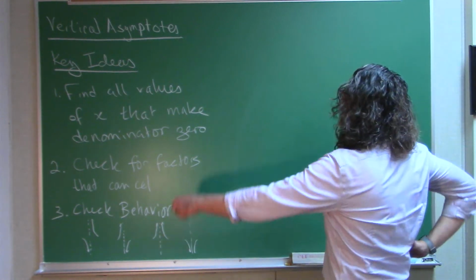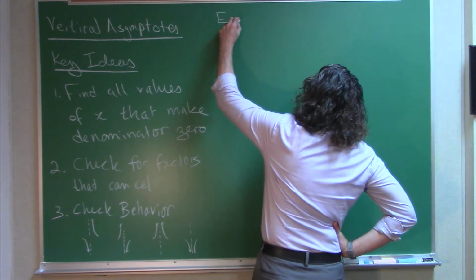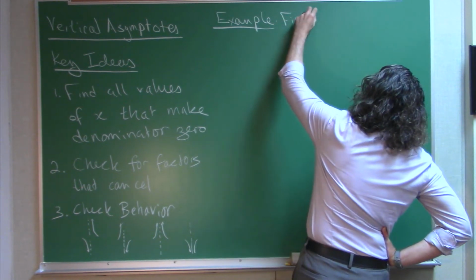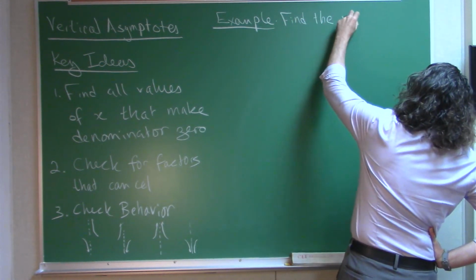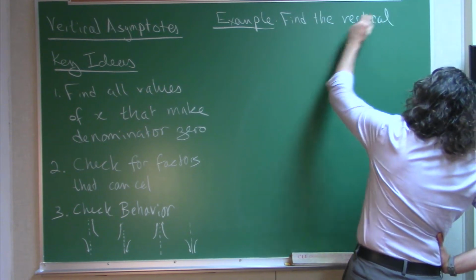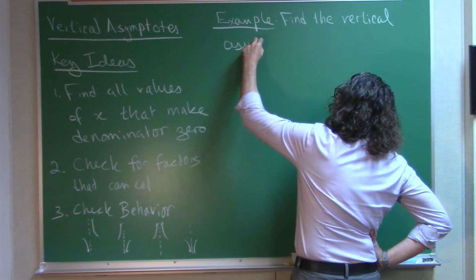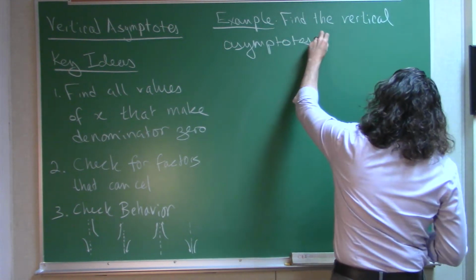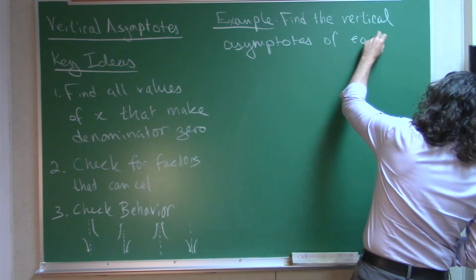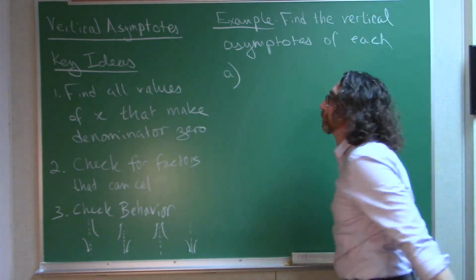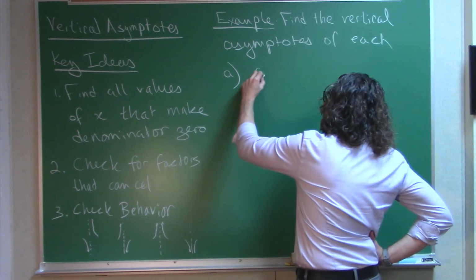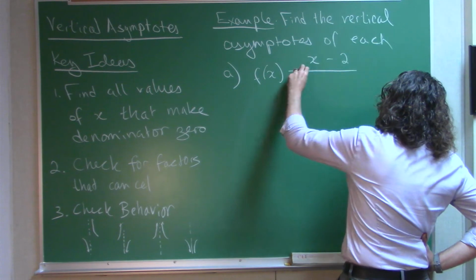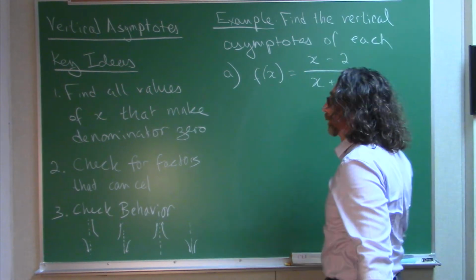So let's go ahead and get into a quick example. Find the vertical asymptotes of each. Let's start out with this. F of x equals x minus 2 over x plus 1.